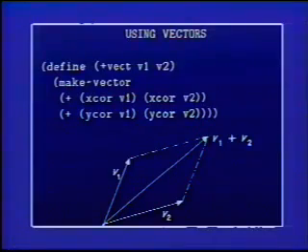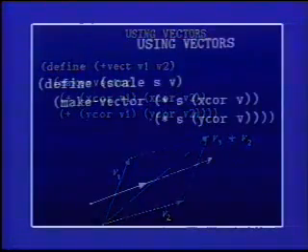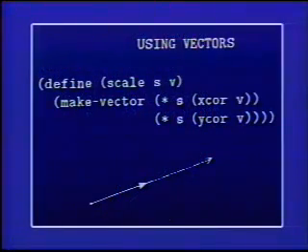Similarly, we could have an operation that scales vectors. So here's a procedure scale that multiplies a vector v by some number s. So here's v. V goes from there to there, and I scale v. I get a vector in the same direction that's longer. And again, to scale a vector, I multiply the successive coordinates. So I make a vector whose x coordinate is the scale factor times the x coordinate, and whose y coordinate is the scale factor times the y coordinate.